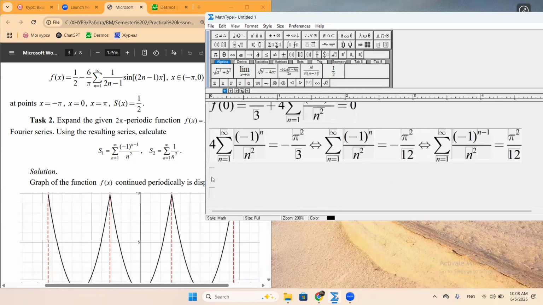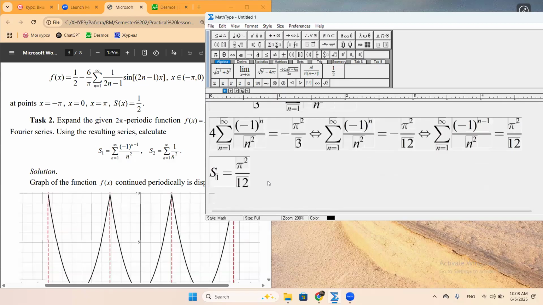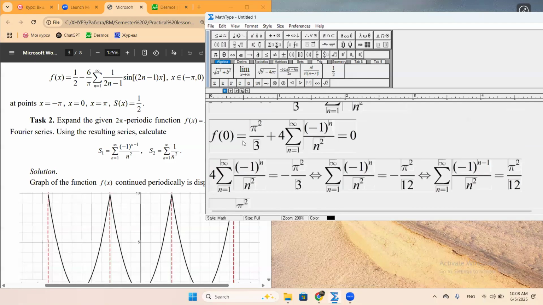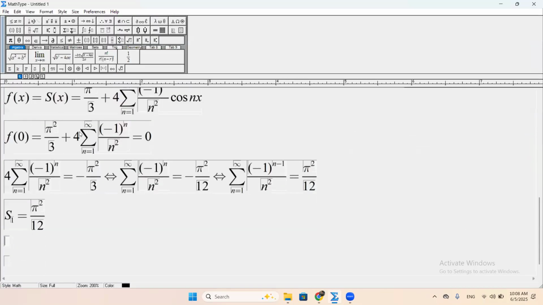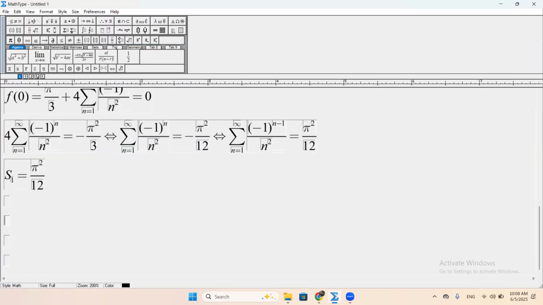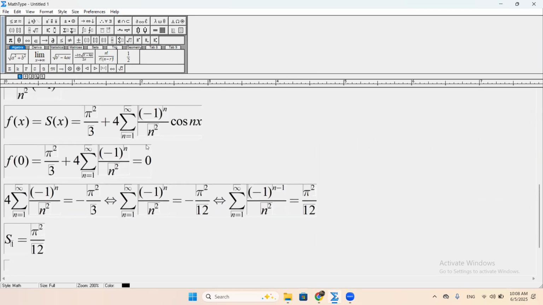So sum S1 equals p square over 12. So we calculated the sum of this series. And what about S2, which equals the generalized harmonic series with power 2? So how will we receive it?